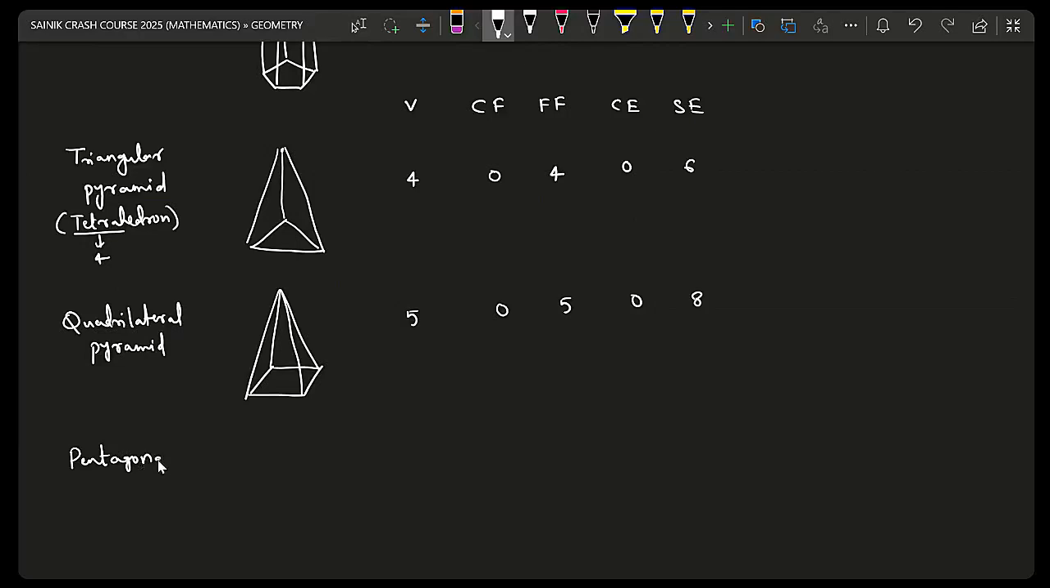Pentagonal pyramid. Let's take a pentagon at the base, having 5 sides, and they will be connected with a point in the space. So this is a pentagonal pyramid. Number of vertices at the top 1, bottom 5, total 6. Curved faces, no curved faces. Flat faces, lateral 5, base 1, total 6. Curved edges, no curved edges. Straight edges, base 5 and lateral 5, total it is 10. Like this we can continue with hexagonal pyramid and so on, but these are the basic ones.